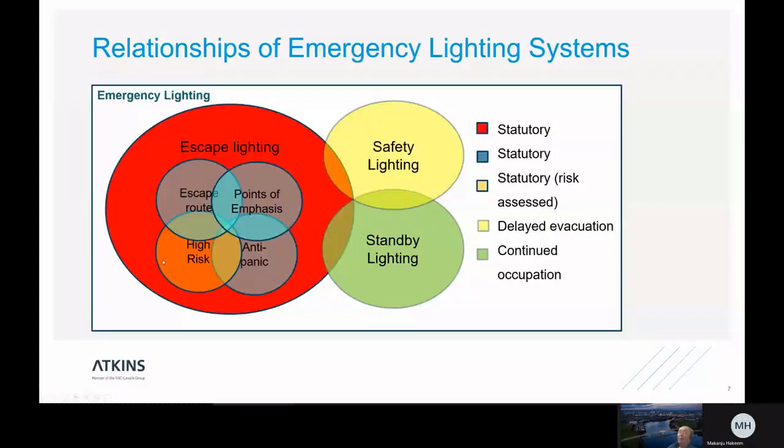So when you actually look at this, there are certain areas of lighting which are statutory, and there are certain areas of lighting which are not statutory. So escape lighting is statutory. You are required to provide that under Part B of the building regulations to light the way through to the place of safety. And that includes the escape routes, high risk areas, anti-panic and points of emphasis. And if you've done emergency lighting before, you should be very much aware of those particular concepts and what that actually means.